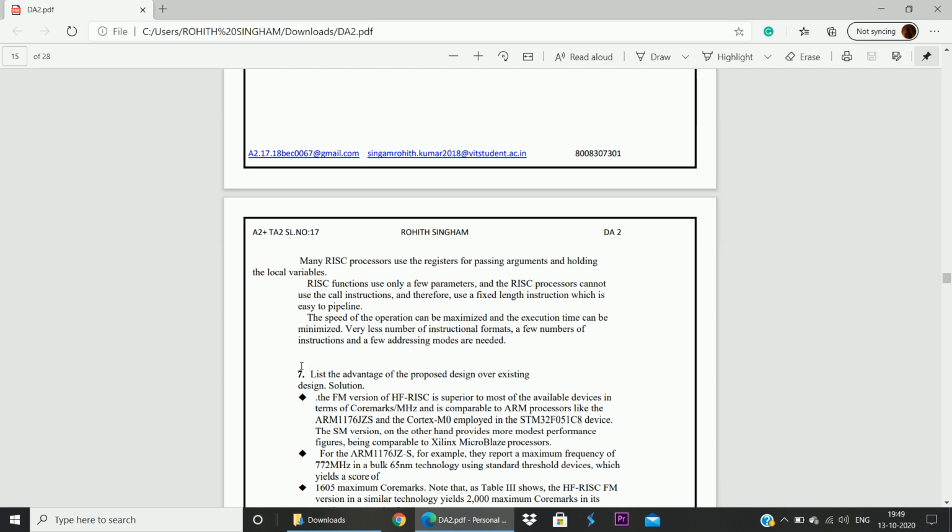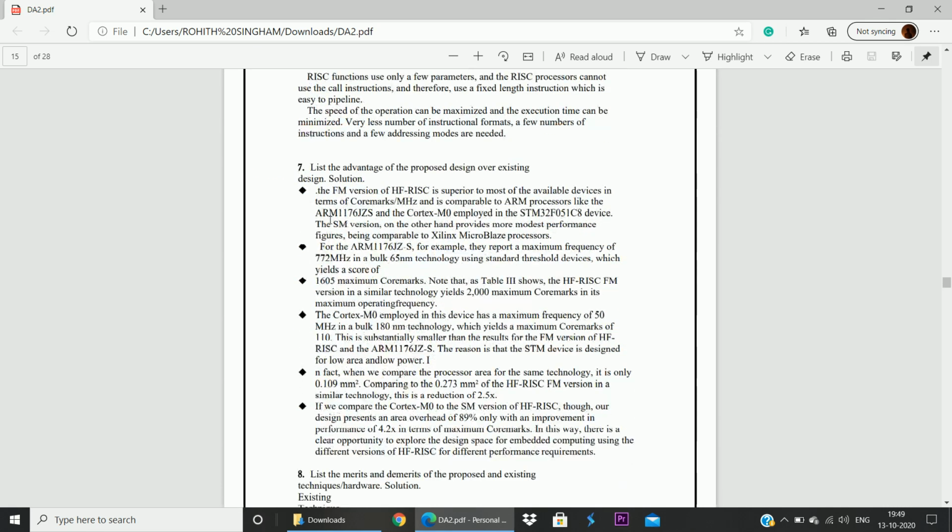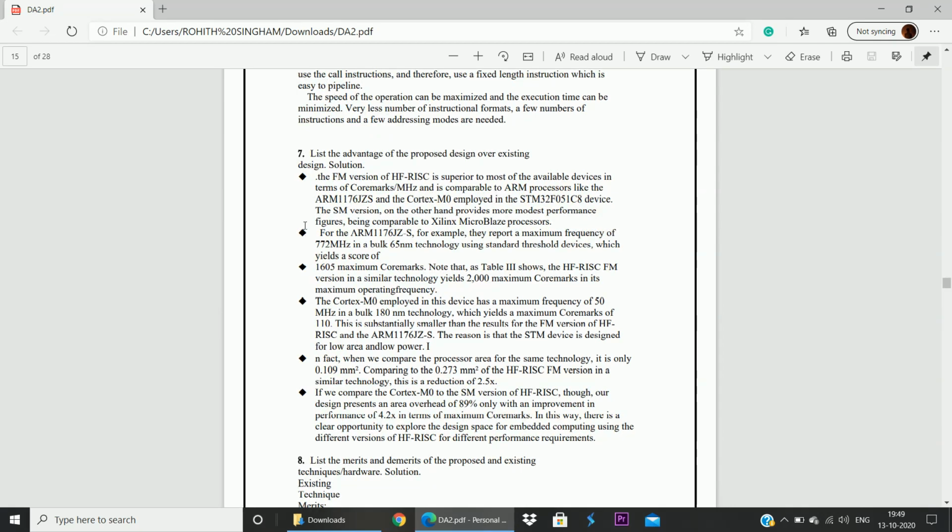Now coming to the seventh question: list the advantages of the proposed design over the existing design solution. So these are the advantages. My journal is on a new architecture. It has many advantages over the existing architecture, as mentioned. So these are the advantages of HFS. These 8 points are about the advantages over the existing design. You can clearly check from point to point. This is the end of the seventh question.